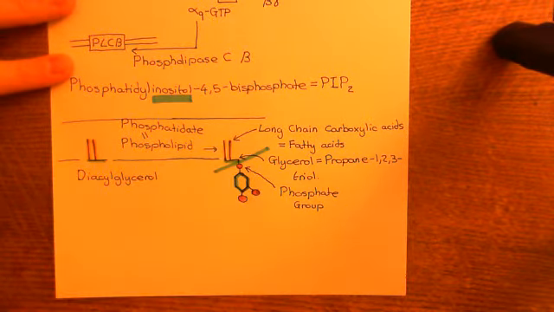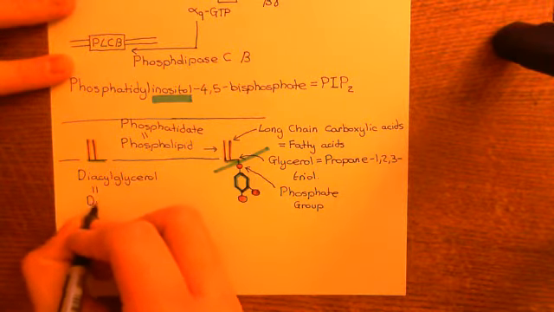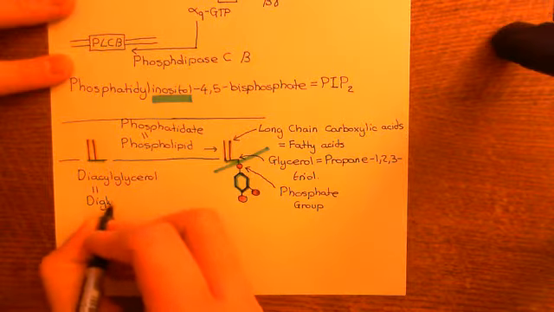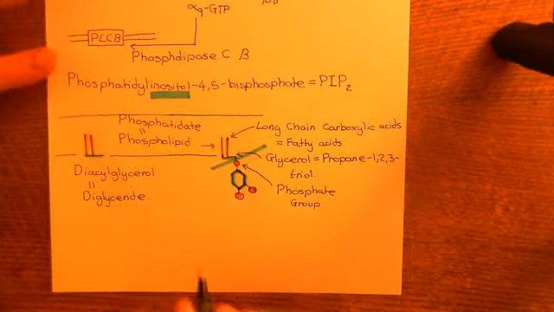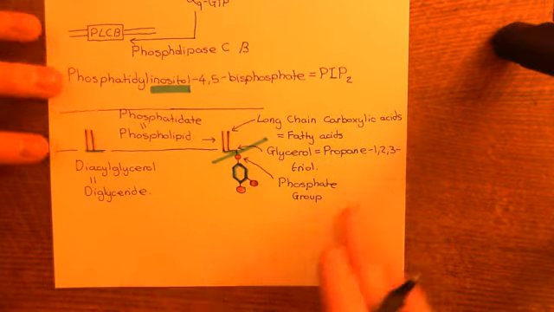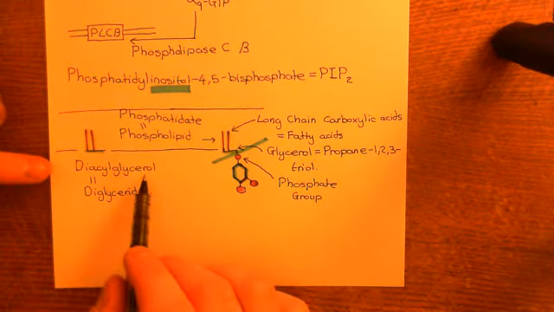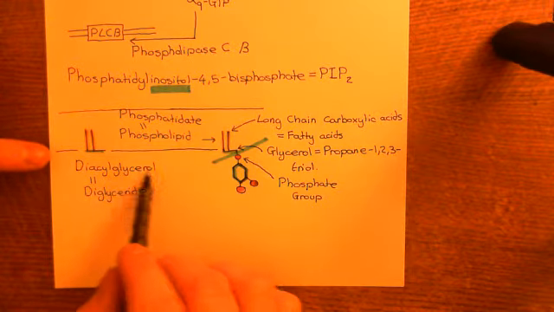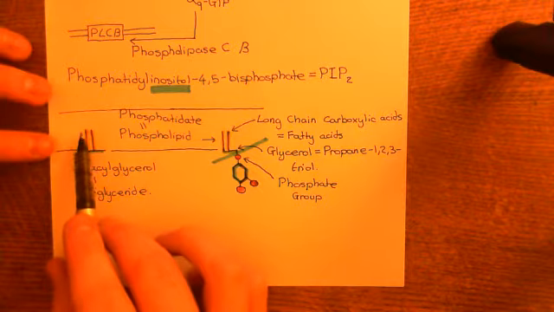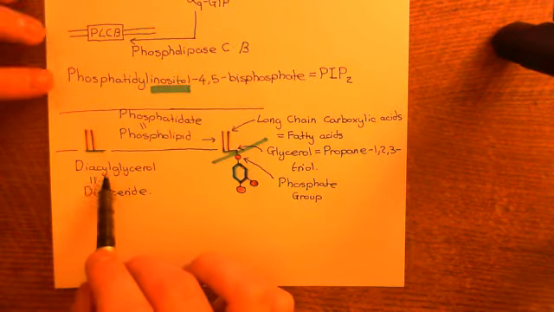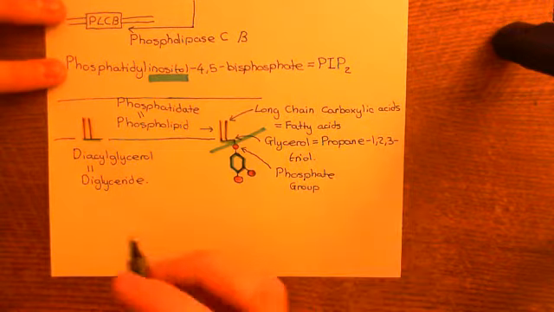Okay, and you can also call diacyl glycerol diglyceride. So both names are acceptable. Now, the reason that diacyl glycerol makes sense as a name for this is because firstly you've got glycerol, then you've got 2 fatty acids esterified to it. So where does the acyl come from? Let me explain what an acyl group is.